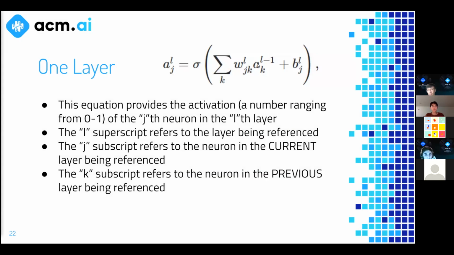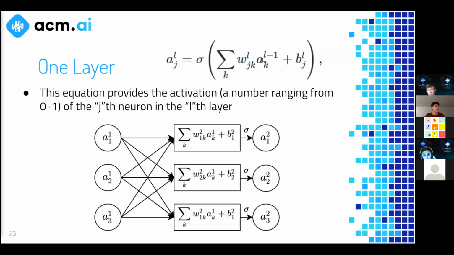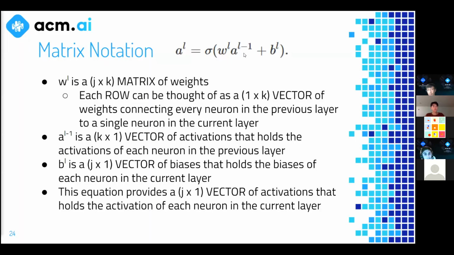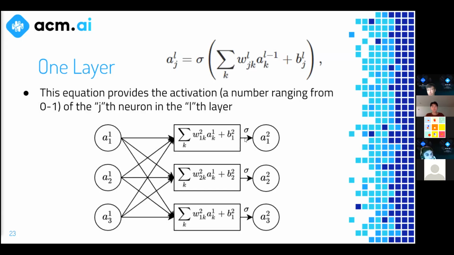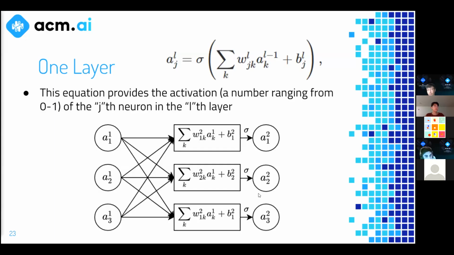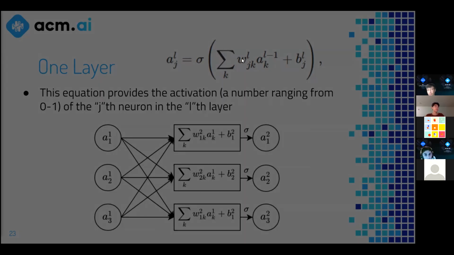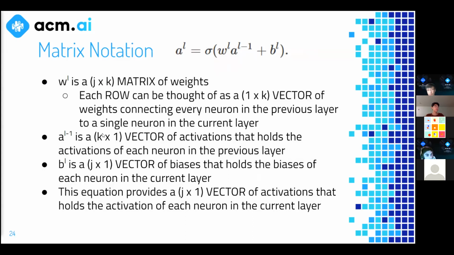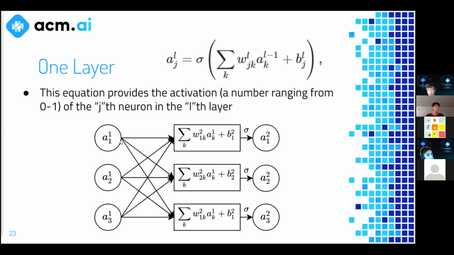And then AL minus 1 refers to all the activations in the previous layer, right? So this should be understandable. It's the same idea as this AL, where in this example, if our AL has 3 entries because this layer has 3 neurons, then AL minus 1 is also going to be a vector that has 3 entries, because we have 3 neurons in the previous layer as well.